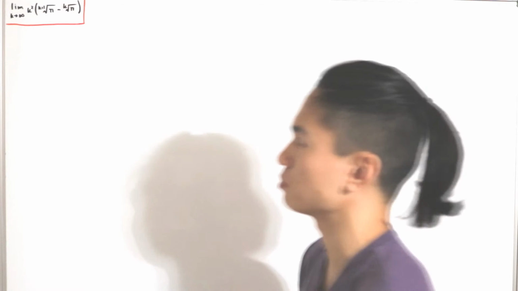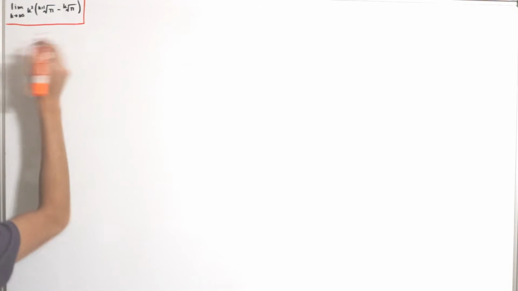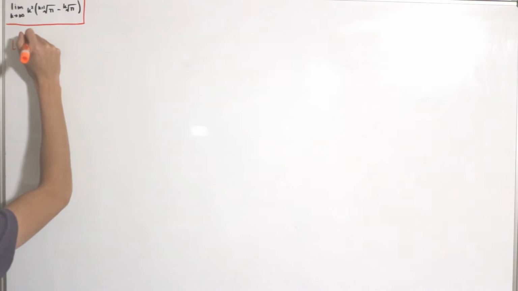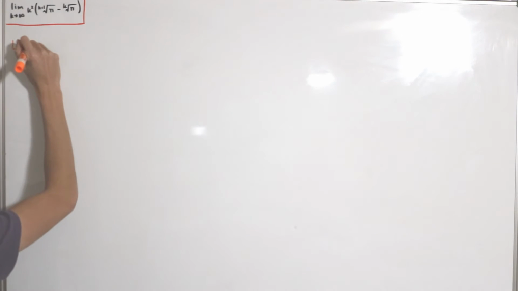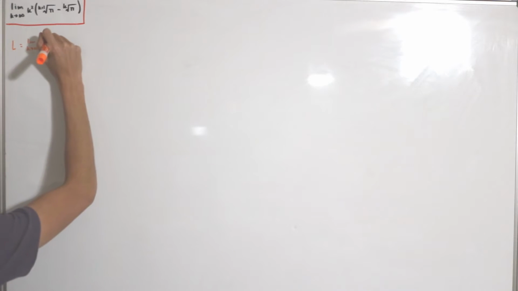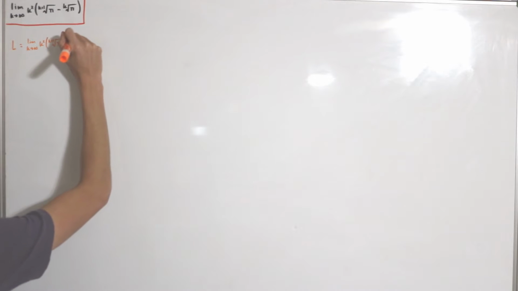So let's actually do this. Let me restate our given problem and define that as L. So L is equal to the limit as k approaches infinity of k squared multiplied by the (k+1)th root of pi, and then subtract the kth root of pi.